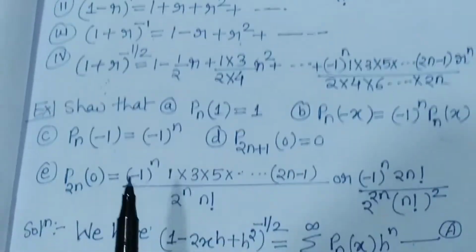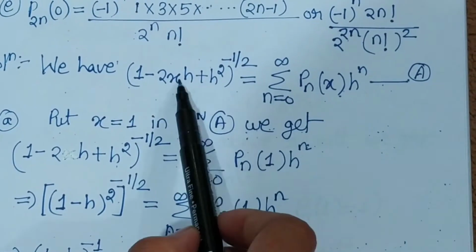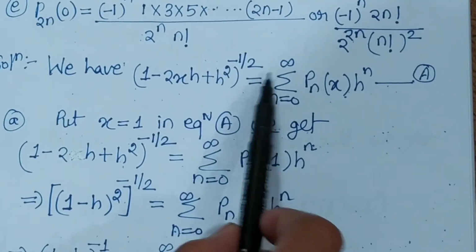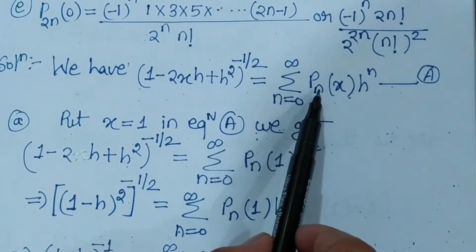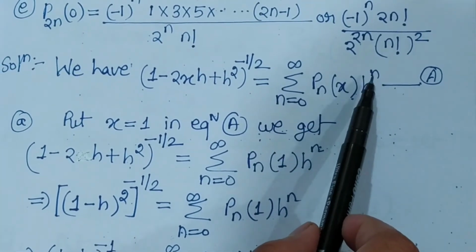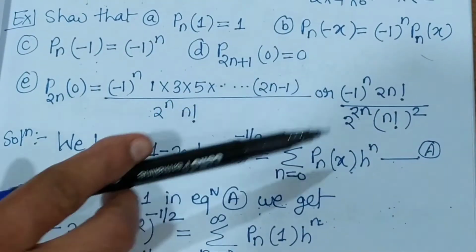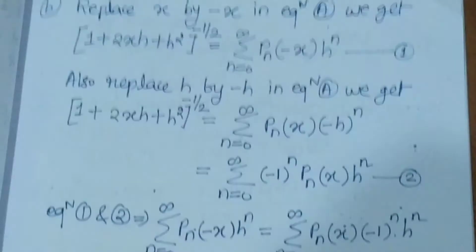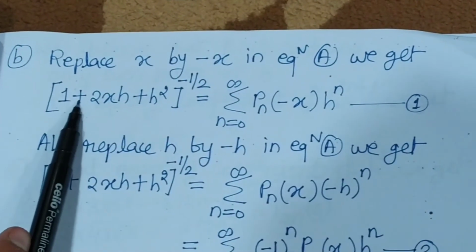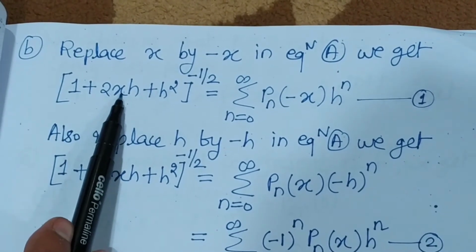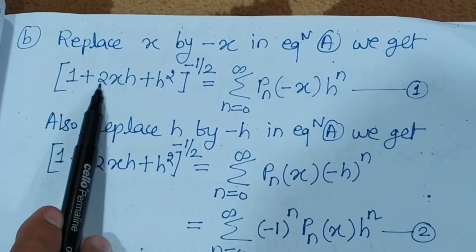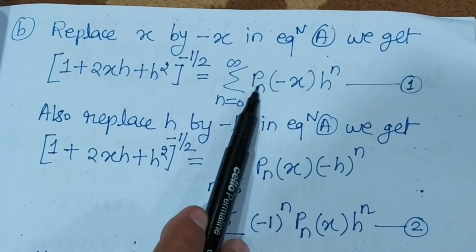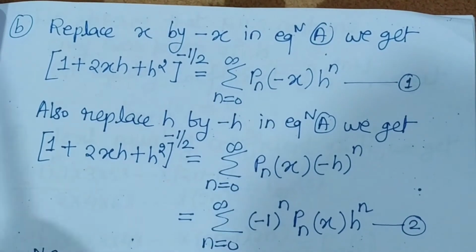So again for the second result we will take this generating function, 1 minus 2xh plus h square to the power minus 1 by 2, is equal to summation Pn of x h raised to power n. Now here we want Pn of minus x. So just replace x by minus x in equation 1a. We get 1 plus 2xh plus h square to the power minus 1 by 2 is equal to Pn of x replaced by minus x.